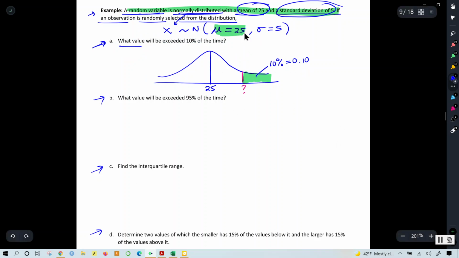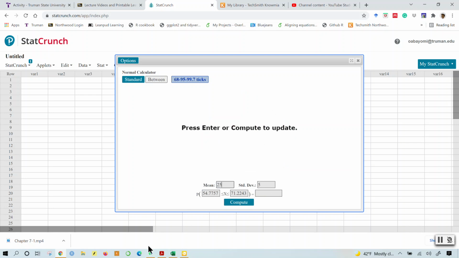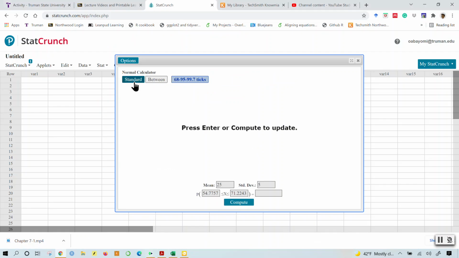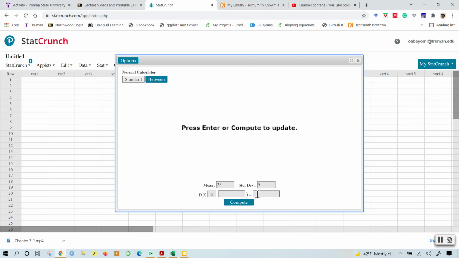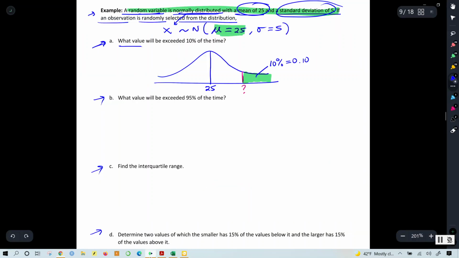So I need to specify the parameters of the normal distribution. So I'll go back to StatCrunch. I'll set this to 25 and my standard deviation is 5 according to the question. Then the area above or greater than or equal to 0.10. So I am going to change this to standard and then I'm going to delete this because that's where my answer will be put. And I want 0.10. I want to specify too that this should be to the right, greater than or equal to. So the answer is 31.41. So here we go.